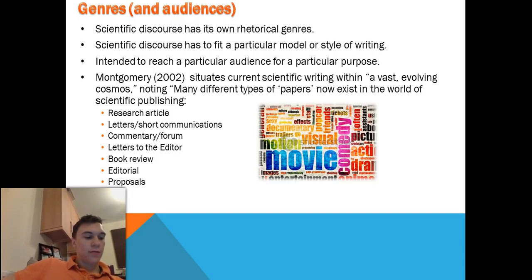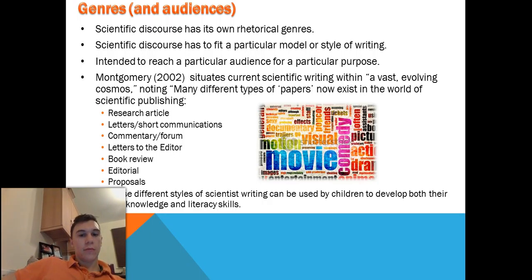A proposal is several things: a request, for example, a request for interest or funding, and an argument for the significance of certain ideas. All of these different genres can be used in schools to support writing in science and can be used by children to develop their own scientific knowledge and literacy skills.